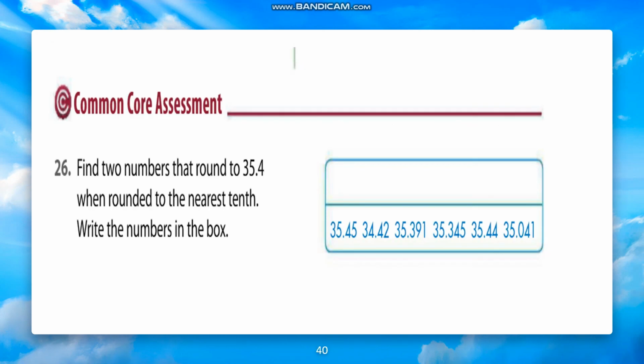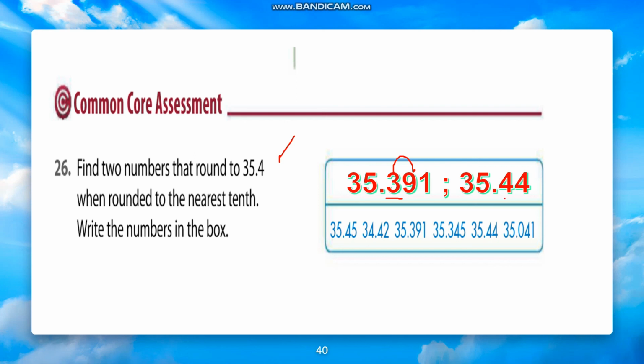26. Find two numbers that round to 35 and 4 tenths when rounded to the nearest tenth. Write these numbers in the box. So the answers are 35 and 391 thousandths and 35 and 44 hundredths. Because if we round this to the nearest tenth, it is followed by 9, so 3 becomes 4, and that is equivalent to 35 and 4 tenths. The same thing with 35.44, or 35 and 44 hundredths.